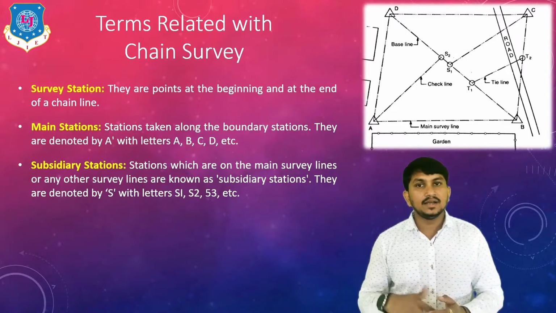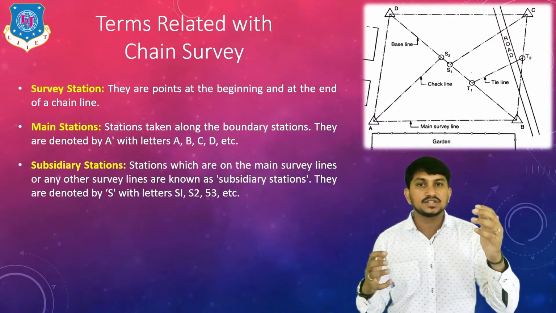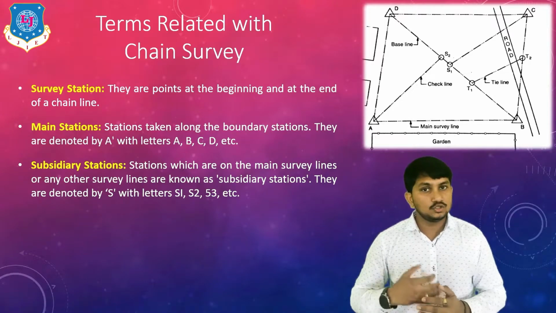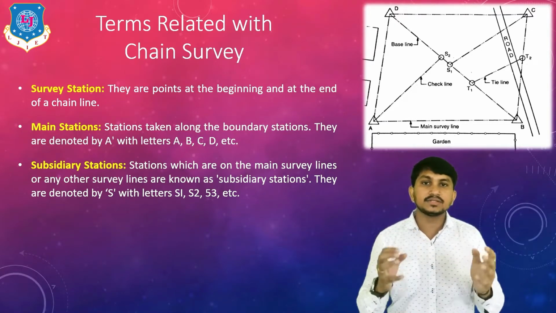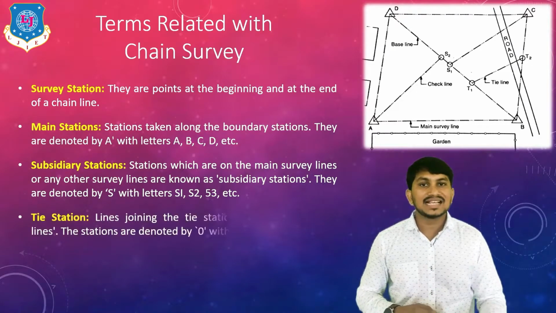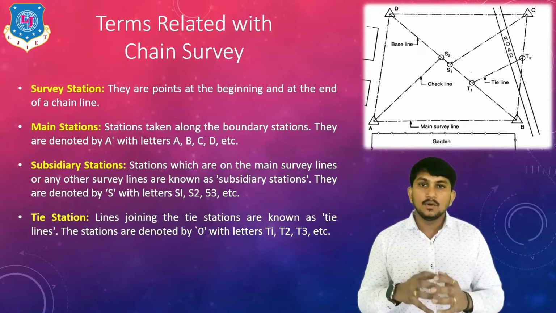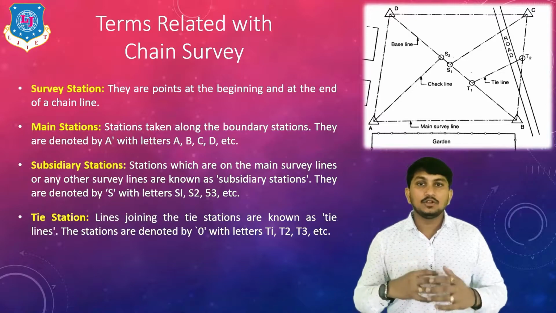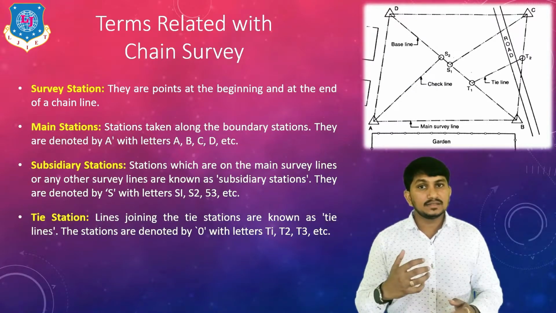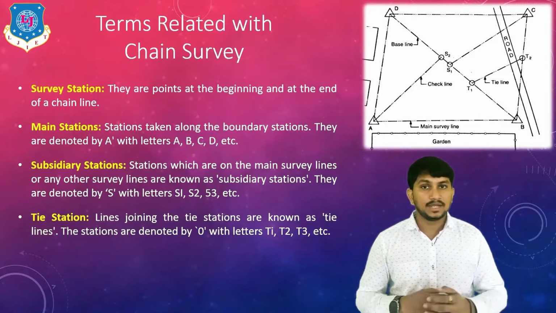The line connecting a main survey station and a subsidiary station is called a check line. It is usually used for checking the accuracy of the work. And the last is tie stations and tie line. It is usually used when there are chances of long offsets. So what is an offset? We will cover it in the next topic.